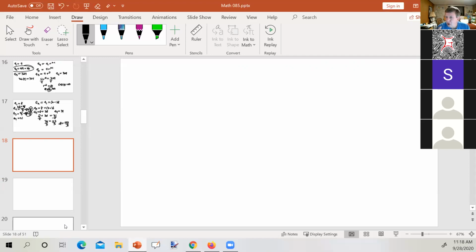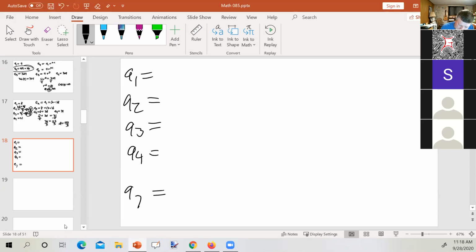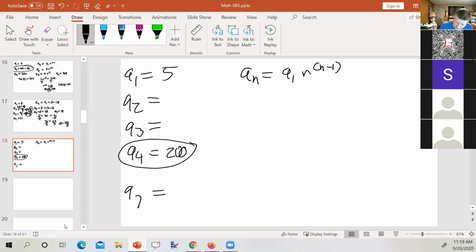Okay, so there's a common theme. I'm just going to make up some numbers that aren't necessarily going to fit, so I'm not going to finish the problem, but I'm just going to try and answer your question. So maybe it says a sub 1 is 5 and a sub 4 is 200, and then we're supposed to find a sub 7. Using this formula, you could find this in two different ways. You could say a sub 4 is a sub 1 times r to the 4 minus 1 power.